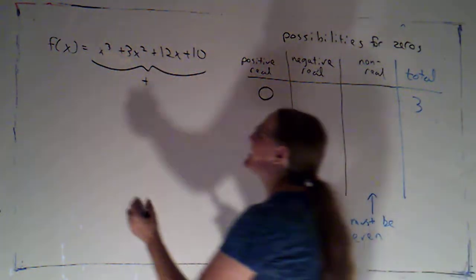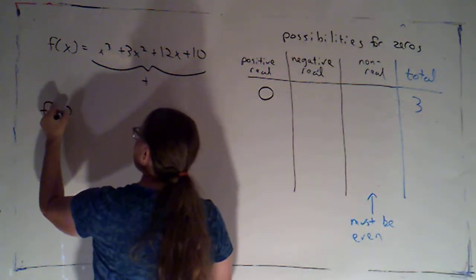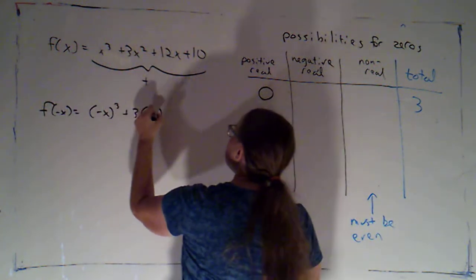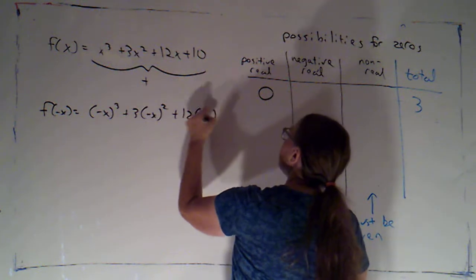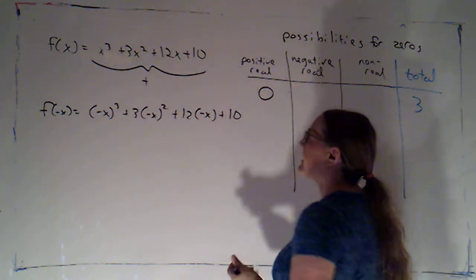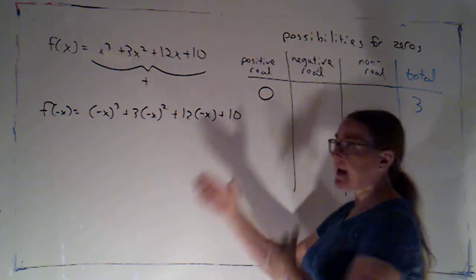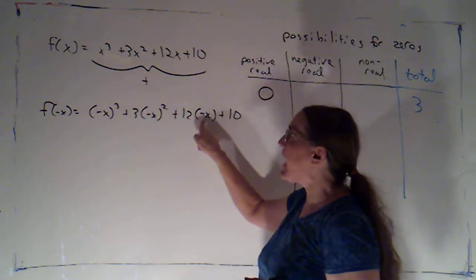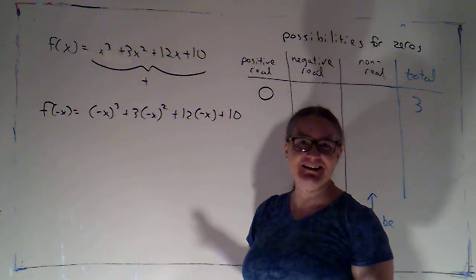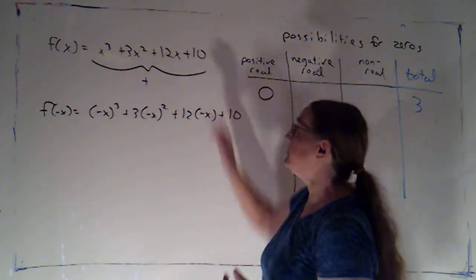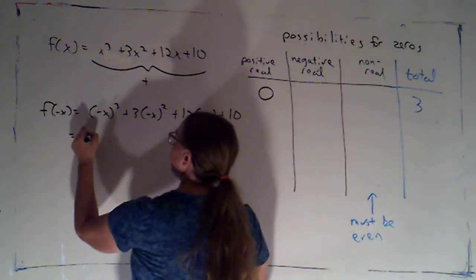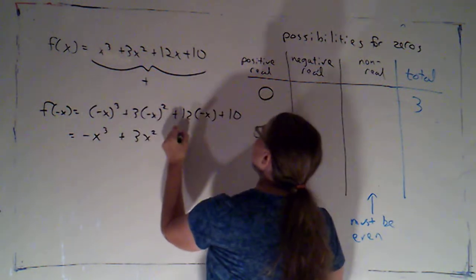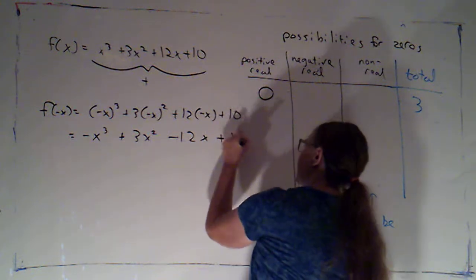Okay. Let's take a look at f of negative x. So that's going to be negative x cubed plus 3 times negative x squared plus 12 times negative x plus 10. Essentially what happens when I plug in a negative x is all of the odd powers are going to change sign. All of the even powers, including the constant term, are going to stay the same. So I'll get the opposite of x cubed plus 3x squared minus 12x plus 10.